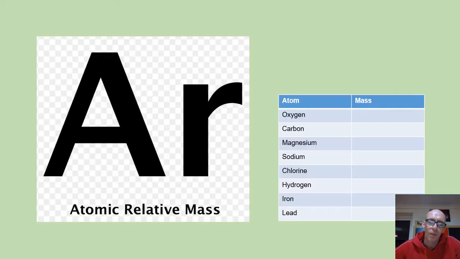And then before that, we've looked at AR, what's the mass of the atoms, and we've done things like oxygen is 16, carbon, when we did it, was 12, magnesium was 24, and in the last lesson you filled this in for yourself, straight off the periodic table, the ARs.